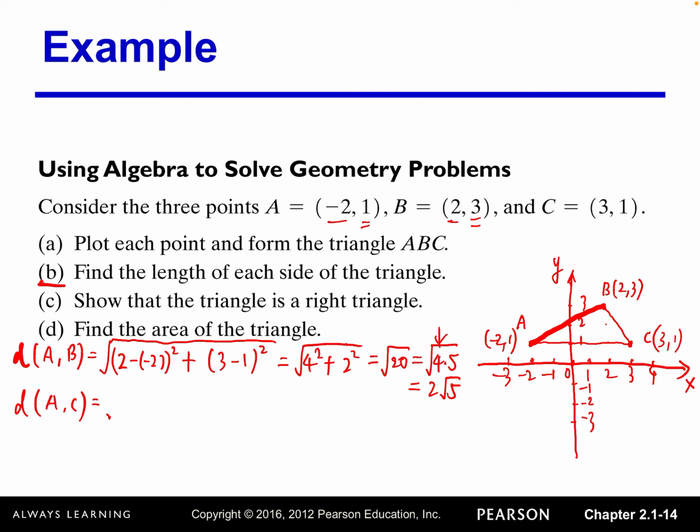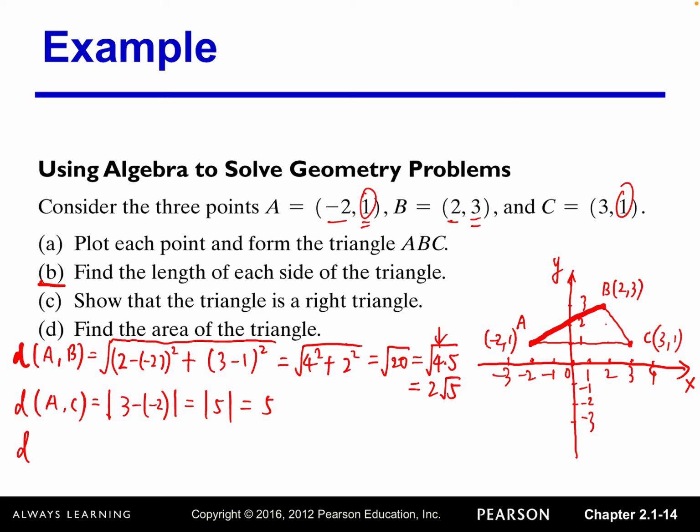Okay, AC, we notice we have the same y coordinates. So the distance between points A and C, according to the theorem, should be the absolute value of the difference of the two x coordinates, 3 minus -2. 3 minus -2 is positive 5. Absolute value of positive 5 is still 5. Of course, you can plug into the distance formula and you should get exactly the same answer.